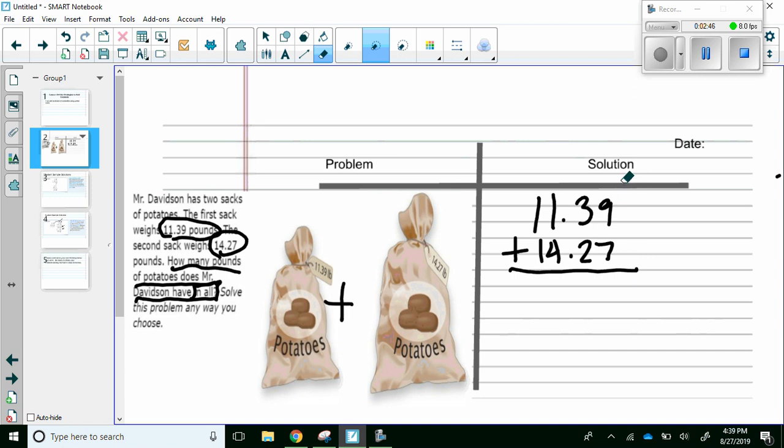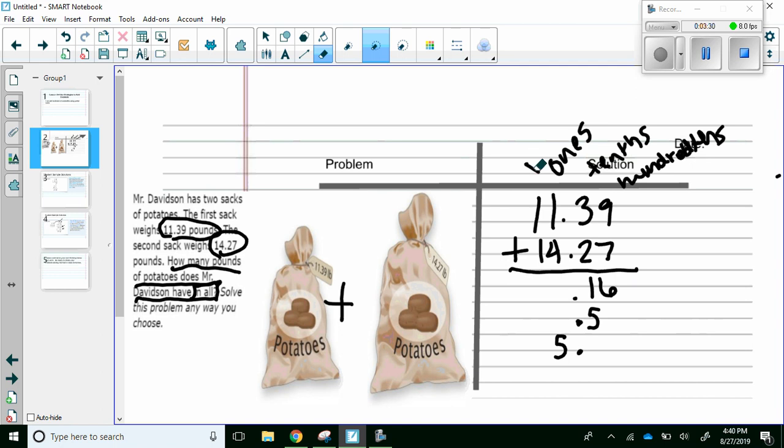I'm going to start with the hundredths column. I know 9 plus 7 equals 16 hundredths. So I'm going to keep that in my place value in that area first. Next, I'm going to be adding the tenths. I'm going to bring down my decimal point, only adding the tenths. I have 5 tenths. Next, I'm going to be adding my ones place, bringing my decimal down. 1 plus 4 equals 5 ones.